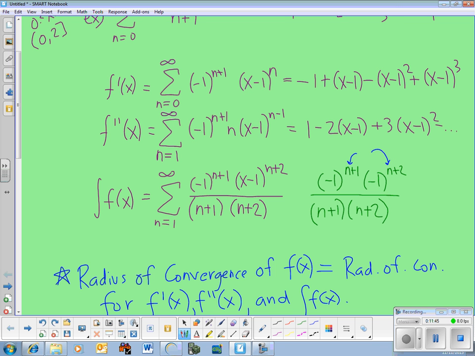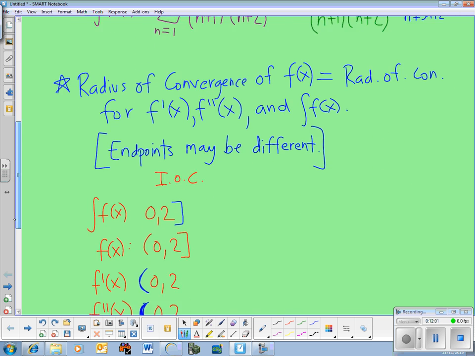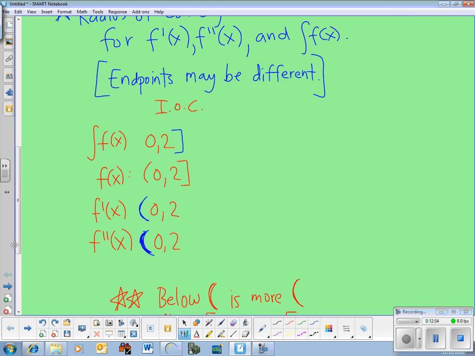So what I have basically here is 1 over n squared plus 3n plus 2. 1 over n squared converges. This is smaller than that. So this thing converges, which means 0 should be included in my interval of convergence for my integral. So there's one of the 3 I actually had to find out.